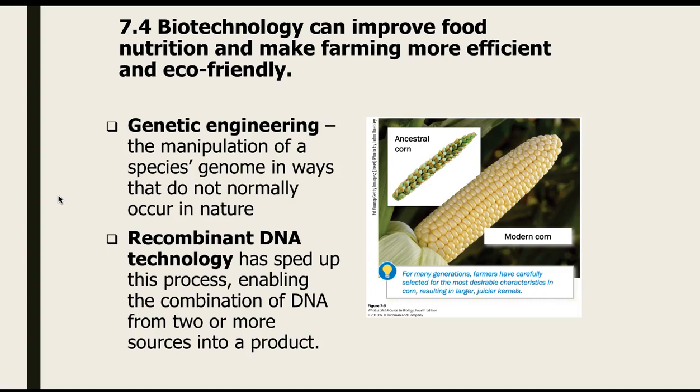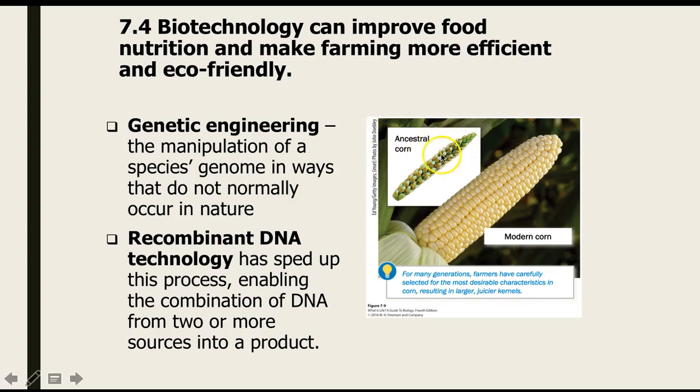This literally means recombining or combining DNA from two or more sources. We've been doing genetic engineering for a really long time. We've been doing genetic engineering for 10,000 years. Right? Because we've been breeding populations, and breeding of populations is a way of manipulating that genome.